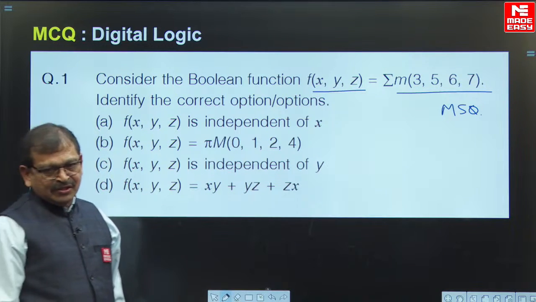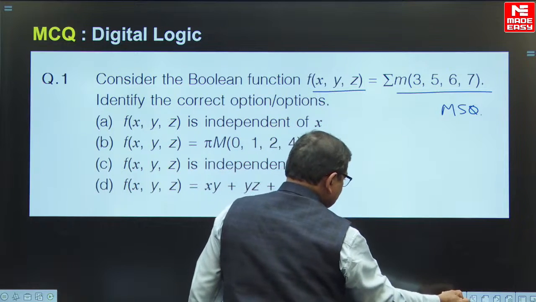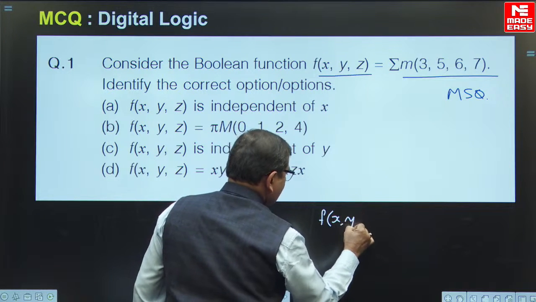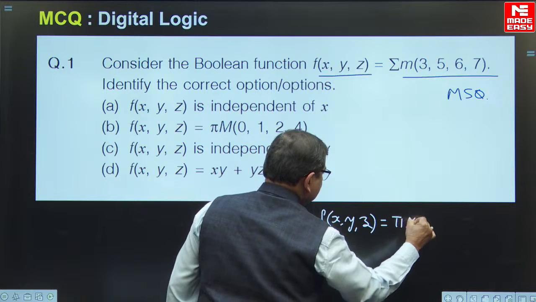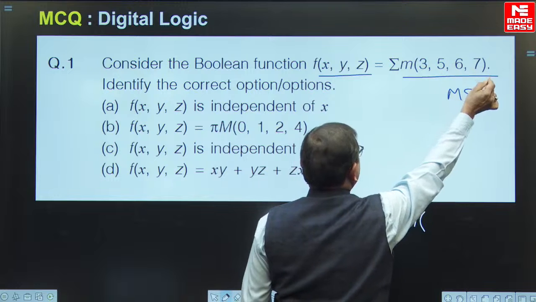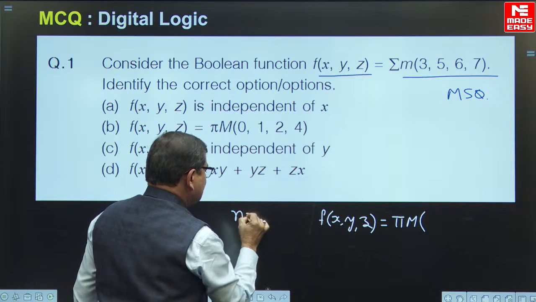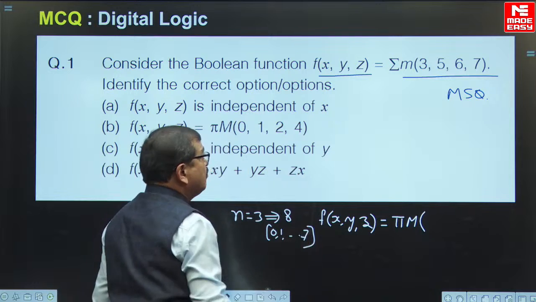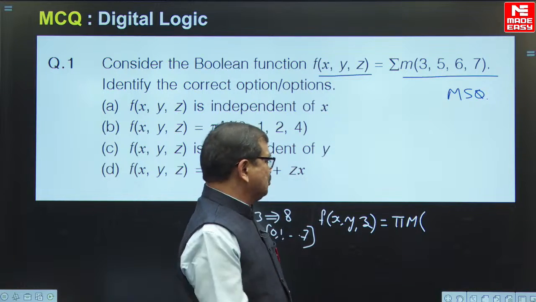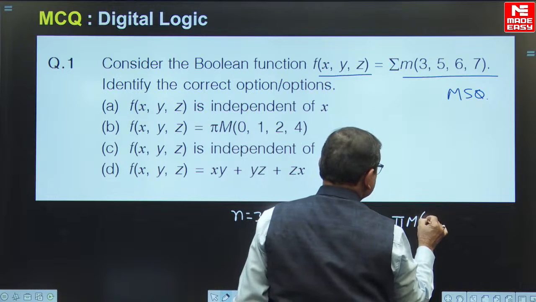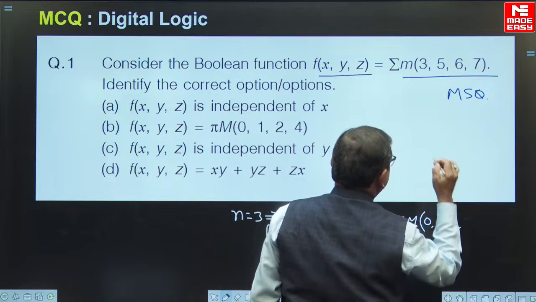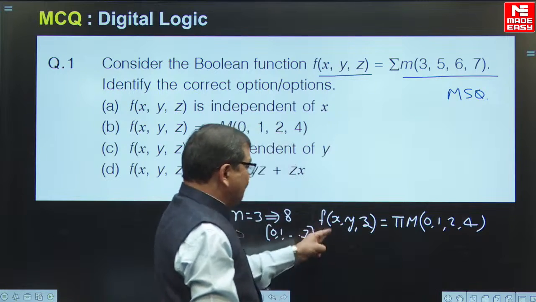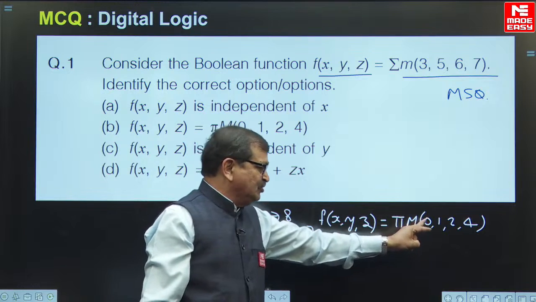From the given function, looking at the min terms, it is possible for us to read the max terms, as the max terms of the function are the missing decimal numbers from 0 to 7, because the function is on 3 variables. Once the function is on 3 variables, the total number of combinations is 8. The decimal numbers we are looking at are 0, 1 and so on up to 7. Out of these 8 combinations, these 4 combinations are the min terms. The remaining combinations must be the max terms. So the missing numbers are 0, 1, 2, 4. These are the combinations missing as min terms here. So the missing combinations must be the max terms. So the function can be represented with the max terms 0, 1, 2, 4.